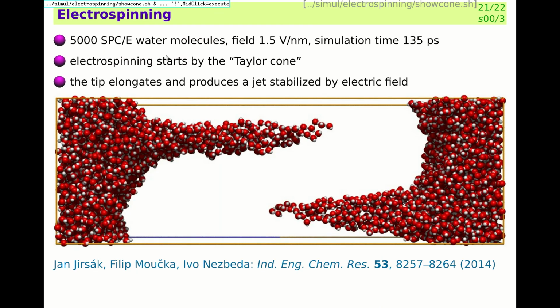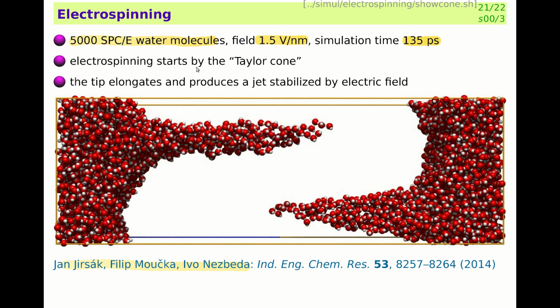Electrospinning. It is popular in laboratories, so you should be interested in it. But this is a very simple simulation done by some people from UJEP Ústí nad Labem, but not with a polymer or a solution of polymer, but only with water. It's quite a high electric field, with a very decent simulation time.